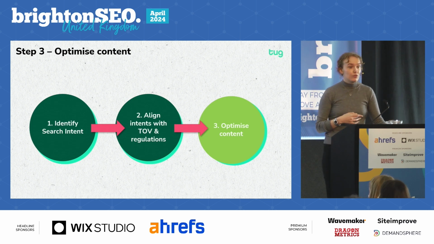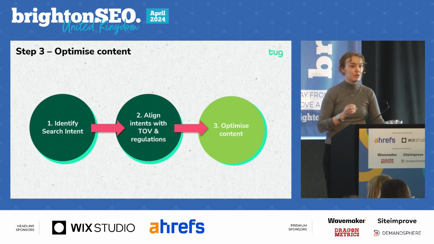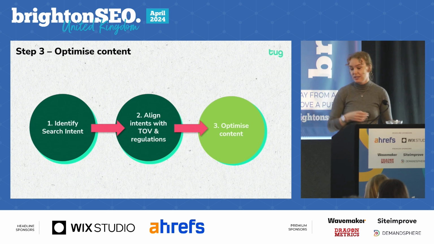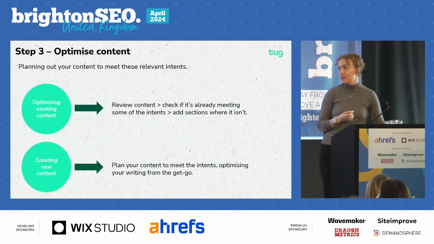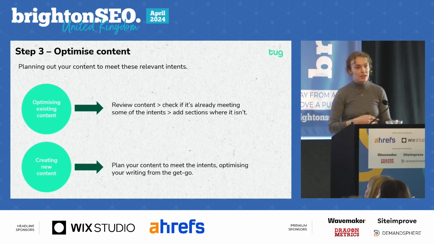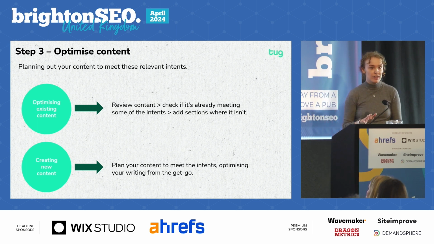And then once you've got your final list of intents, removing the ones that the tone of voice editor has flagged that you can't use and highlighting the areas to remain cautious of for the ones that you can, you can then move on to the next and final step, which is planning out the content to meet these intents or optimizing the content. So if you're optimizing content that already exists on your site, you can just review this content, check it's already meeting some of the intents, and add in sections where you think that it's not. And then if you're creating new content, you can plan your content to meet these intents, optimizing your writing from the very get-go.